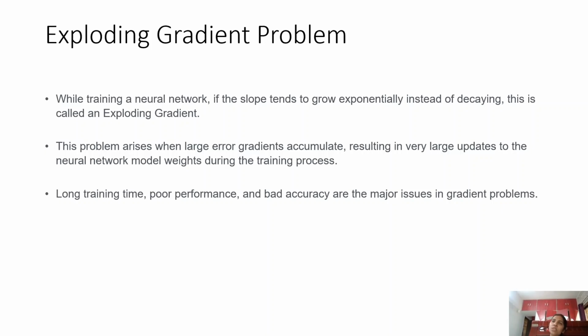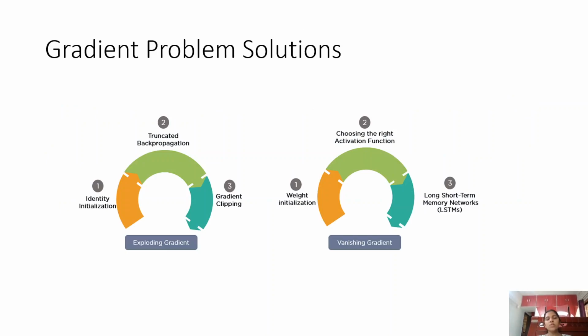So what are the disadvantages due to this? Long training time, poor performance, and bad accuracy are the major issues. So what are the solutions for these two problems? For exploding gradient: identity initialization, where we initialize with identity beforehand so that it will not grow much; then truncated backpropagation, which we will learn soon; then gradient clipping.